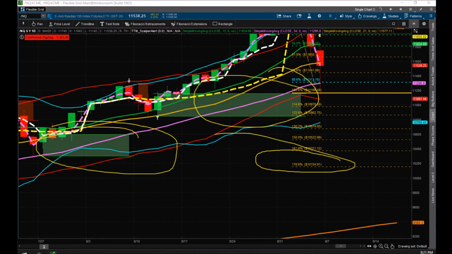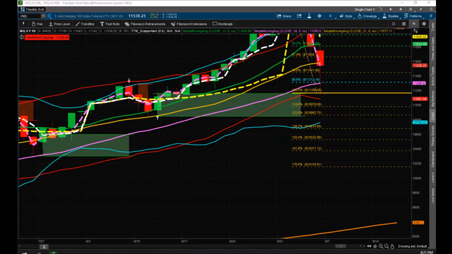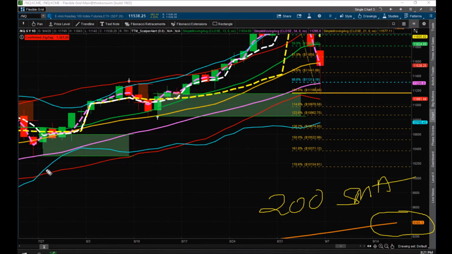But from previous patterns, it came back to this line here, which is the 200 SMA. So that's the $9,000 mark for the NQ, depending on who just gets elected for presidency. I guess either we're not going to touch here and just stay up here, or if we get an incoming different president, it might test this area.